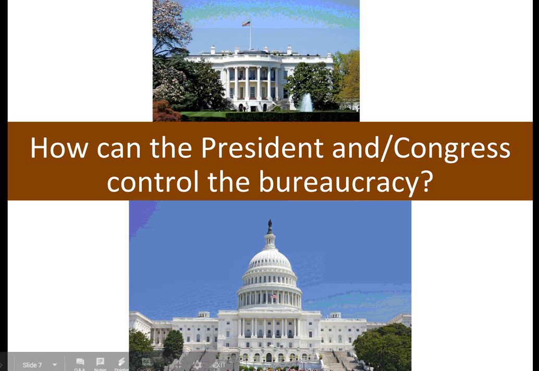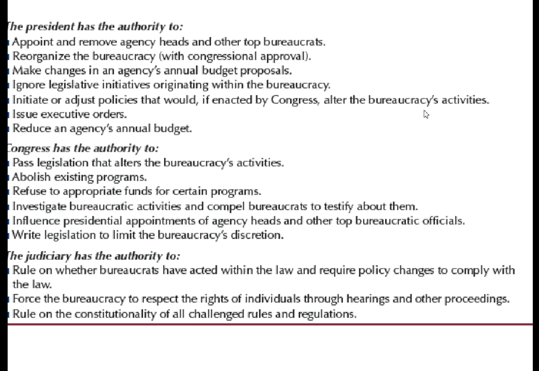How president and Congress can control the bureaucracy. So some of the checks and balances that we see here. This is from your textbook, so I do recommend, I forget the page number that it's on, but I do recommend that you go and take a look at some of these things. Again, recognizing that the president does have the power to appoint and remove agency heads and other top bureaucrats.